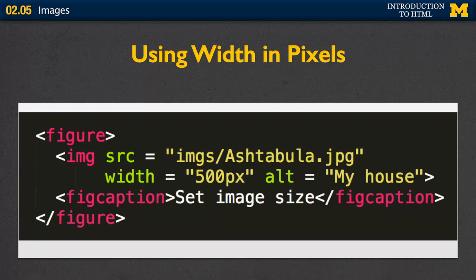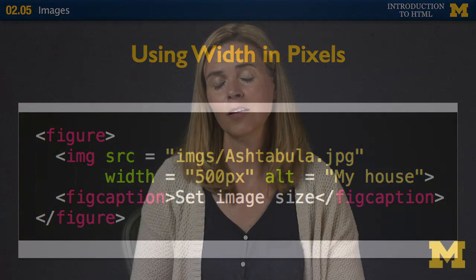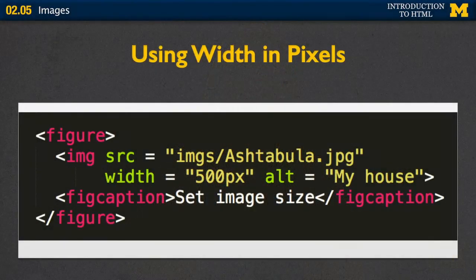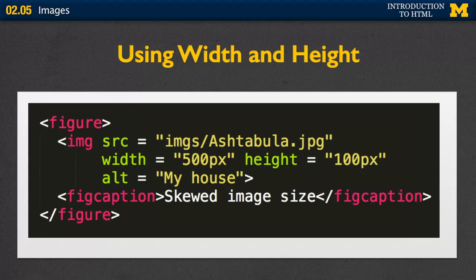The next option would be to use the width in pixels. So in this case, I've added the attribute called width, and I've hard-coded it. That's what you call it when you give it a size that you want it to always be. And I've hard-coded it to 500 pixels. You might notice that I've only set the width, and I didn't set the height. That's okay. The browser will automatically figure out how much it should adjust the height so it stays proportional to the width. The next option is to use width and height.